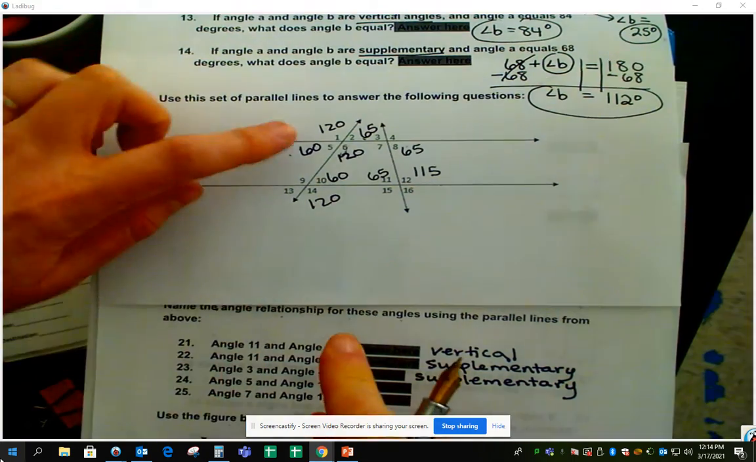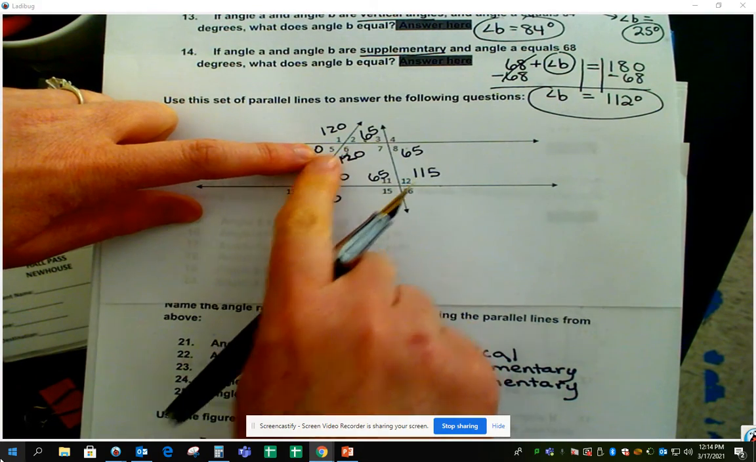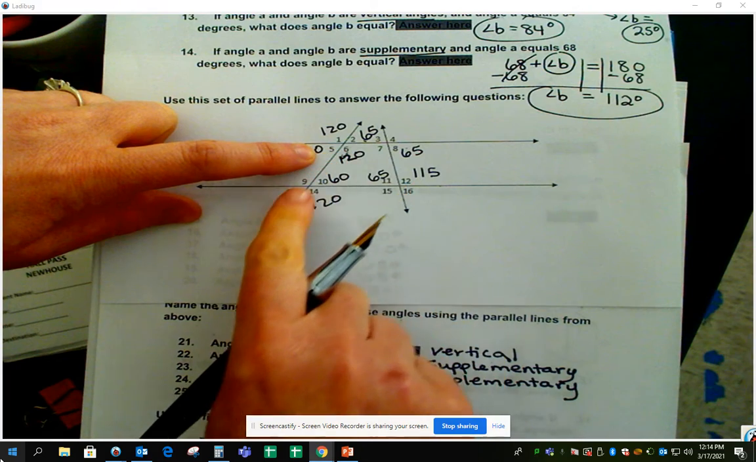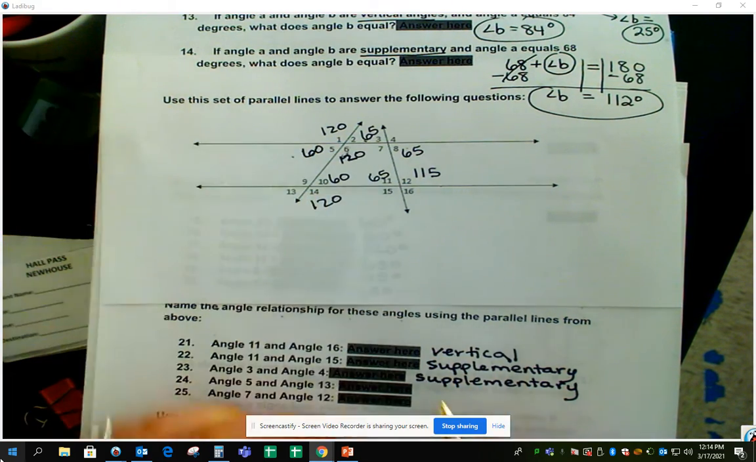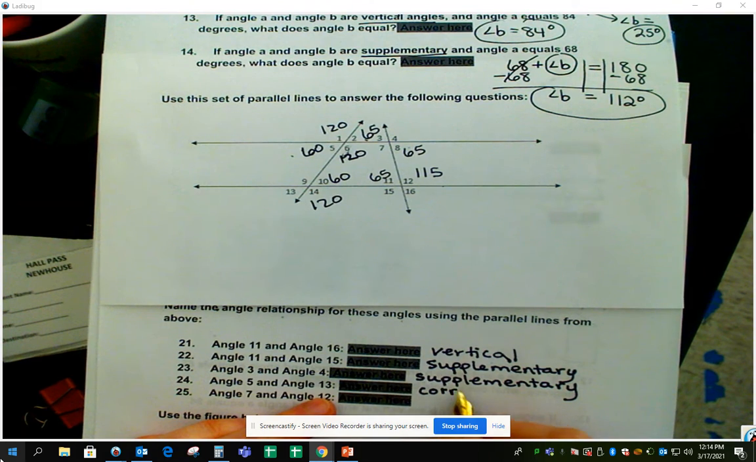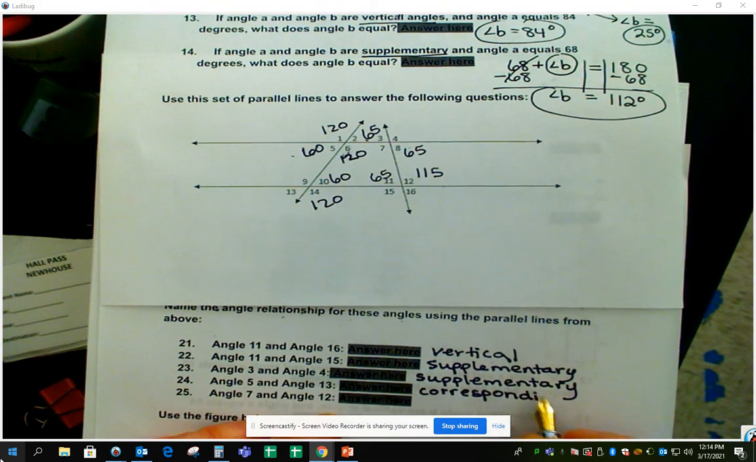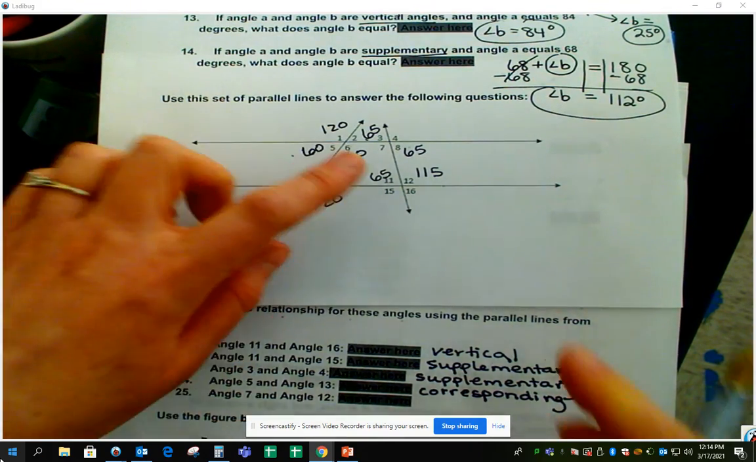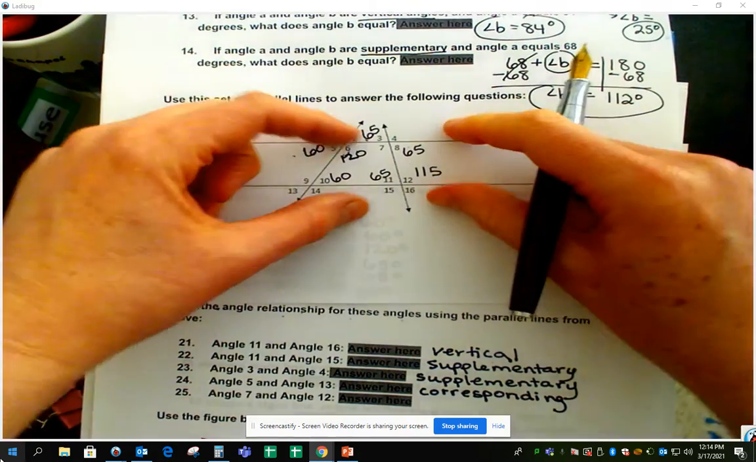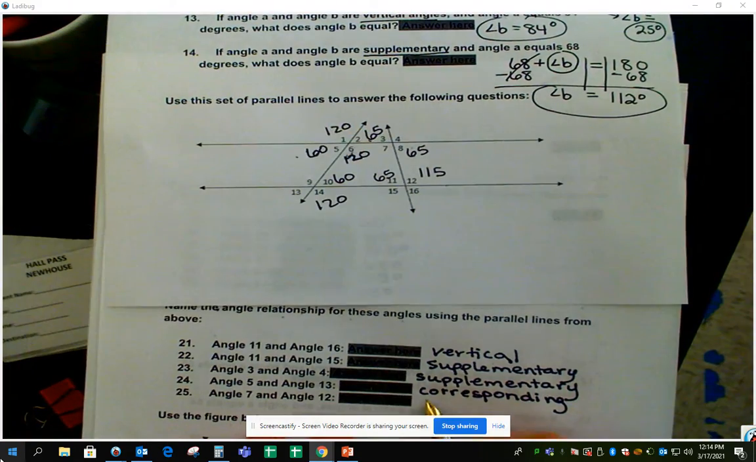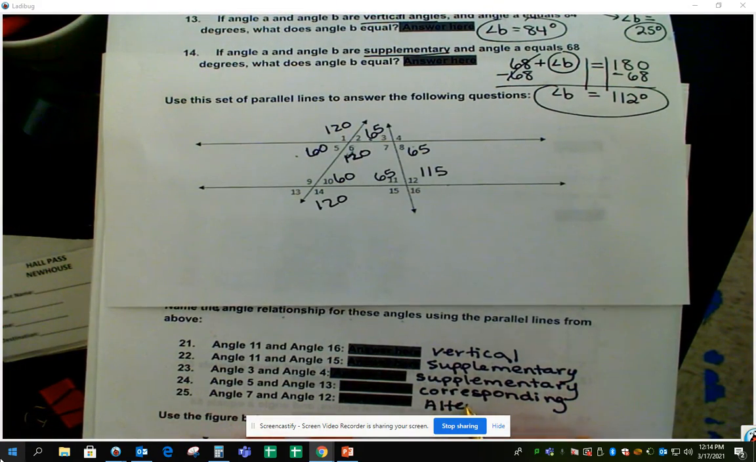5 and 13. Notice how they correspond to one another. They're the same angle, just at different junctions. Those are corresponding angles. And then 7 and 12, they're alternate sides inside the parallel lines. So alternate interior.